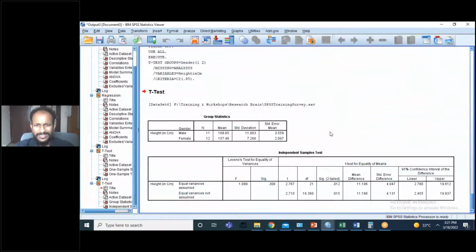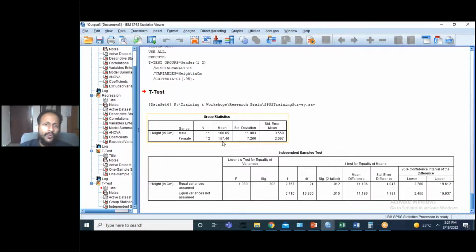Now, this is the Levene's test for equality of variance, which should be above 0.05. All right. And then this is the value that I have got. The mean height of male is 168. The mean height of female is 157.